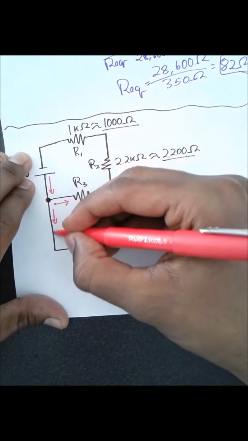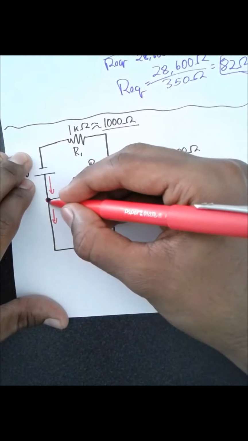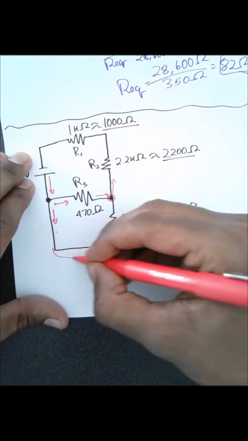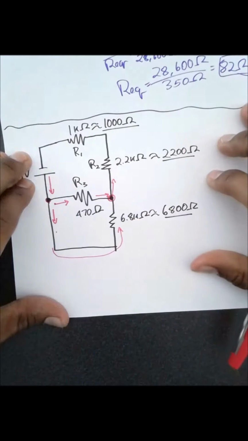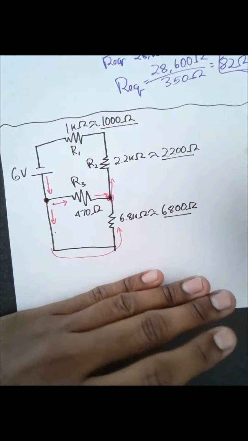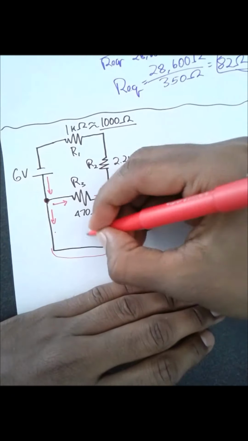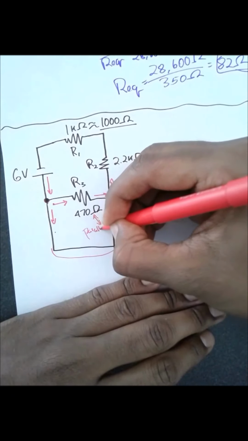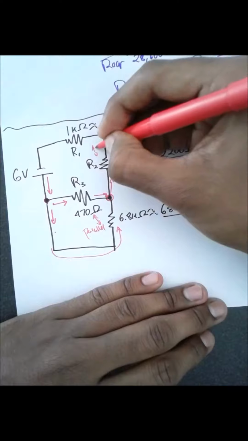Now, for the current on this side, that comes out of the junction on this side, it's going to go all the way around, and then encounter this resistor, and then enter the junction, and then encounter R2 and R1. So, what do we got? We got parallel, we got series.